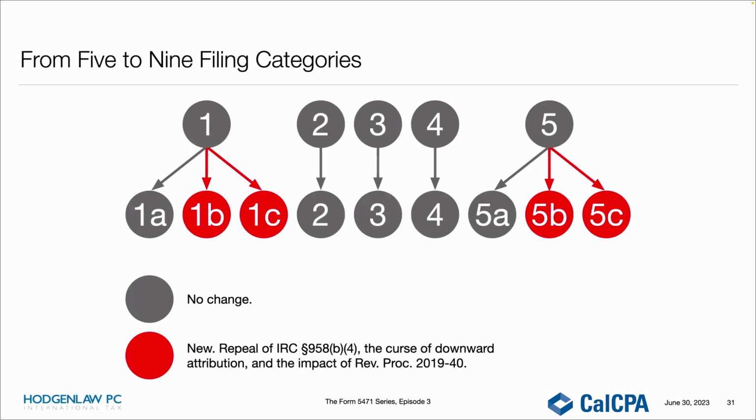Whereas in prior years, when Section 958(b)(4) existed, a foreign corporation was not a controlled foreign corporation. Now, because of the application of downward attribution rules, it was a controlled foreign corporation. Hilarity ensues, and so Rev. Proc. 2019-40 tried to at least soften the blow of what Congress did.